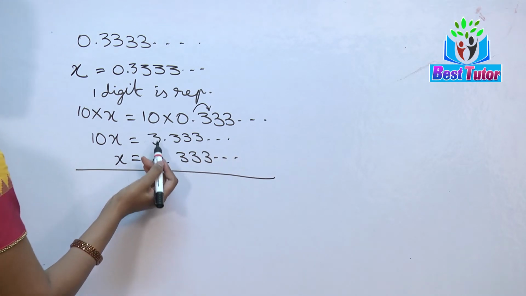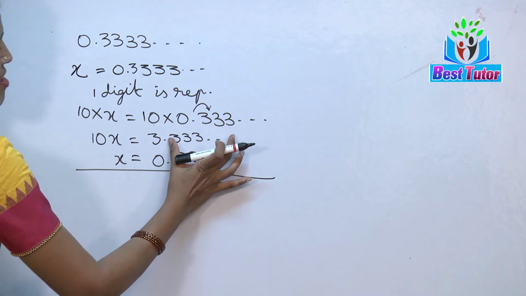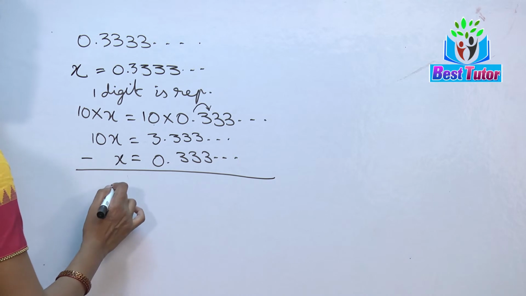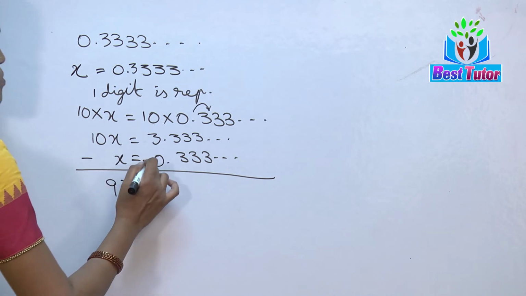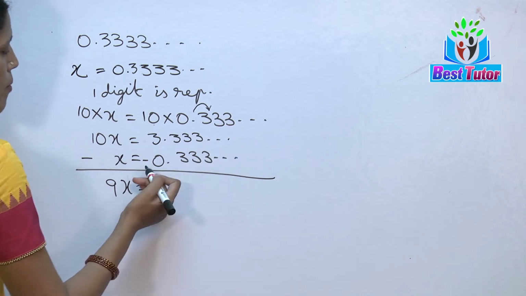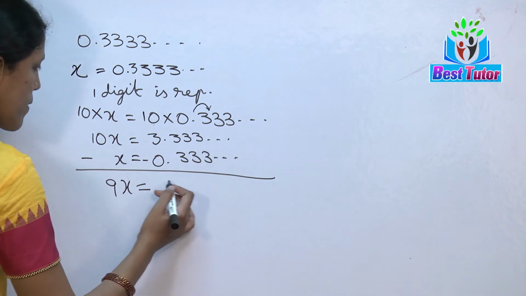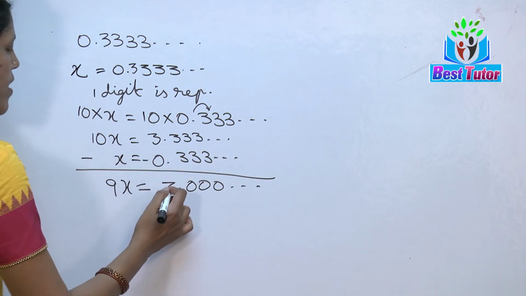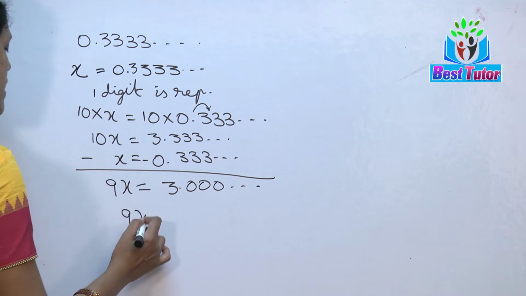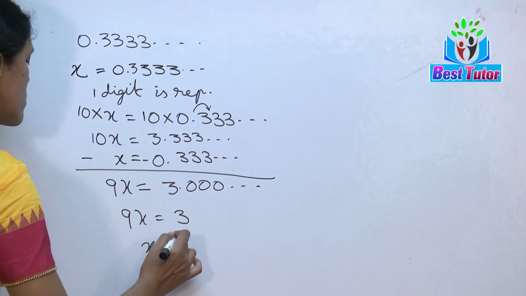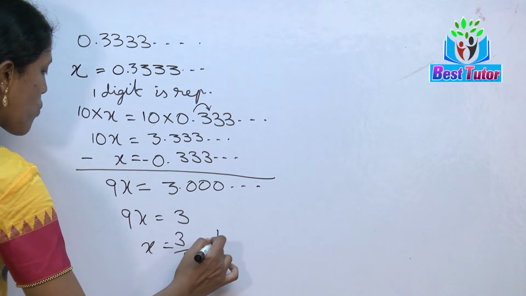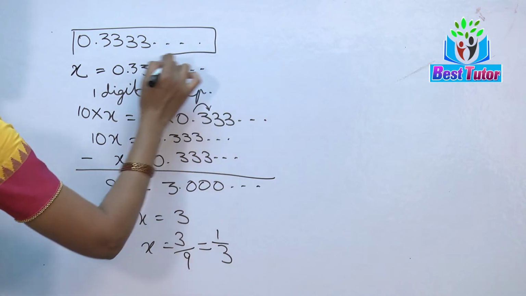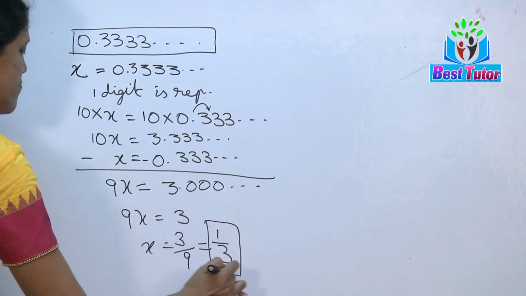If you observe, in these two decimals, the decimal part is the same. So if I subtract, 10x minus x becomes 9x is equal to 3.333 and so on minus 0.333 and so on. The entire decimal part becomes 0 and 3 minus 0 is 3. So we have got 9x is equal to 3, or x is equal to 3 by 9, that is nothing but 1 by 3. So we have transformed this recurring decimal into a fraction.